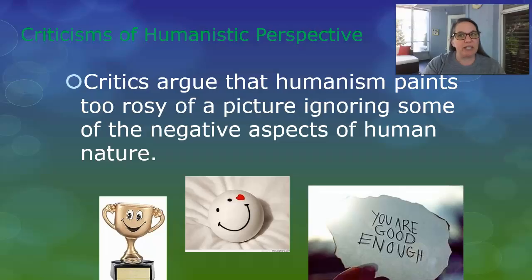So there are criticisms, obviously, of the humanistic perspective. A lot of people say it's too rainbows and kittens. It's too good. It paints too rosy of a picture of human beings, and it doesn't really explain or delve into some of the negative aspects of human nature, like serial killers and people that just do bad, evil things just because. It doesn't really explain their behavior.